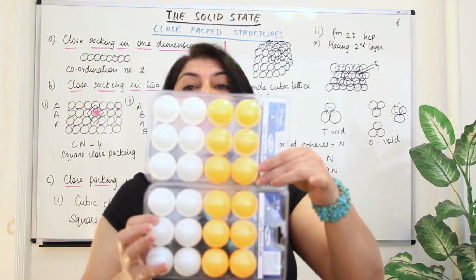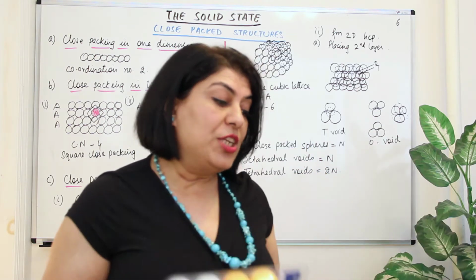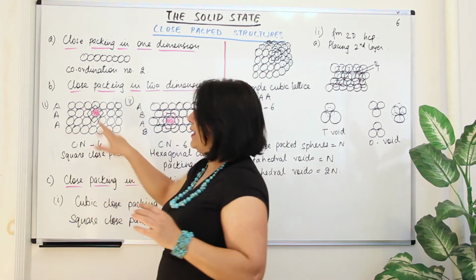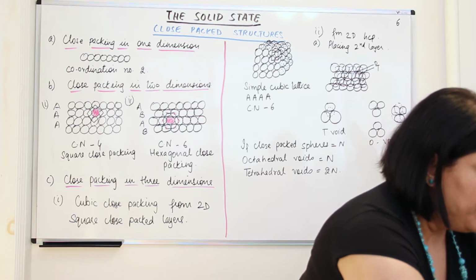So you would have A, the same pattern being repeated throughout. Such an arrangement is a square close packing. If you have the same number of balls, let us say you have 4 here and 4 here.